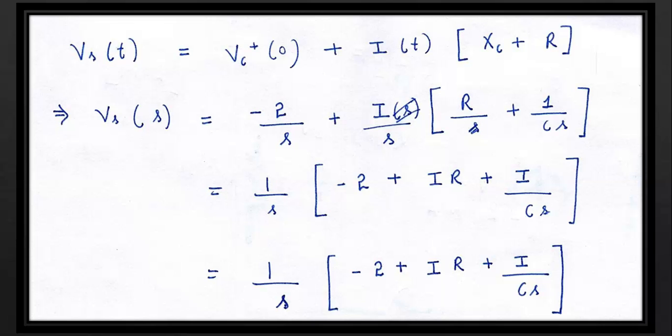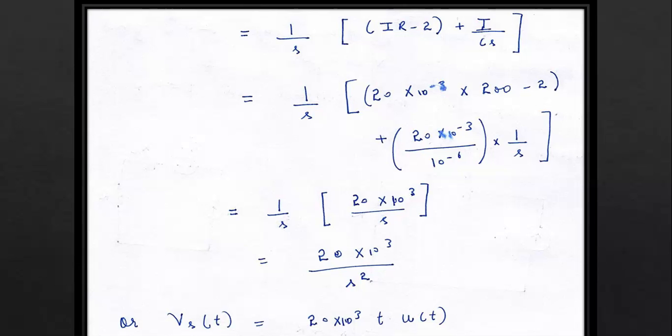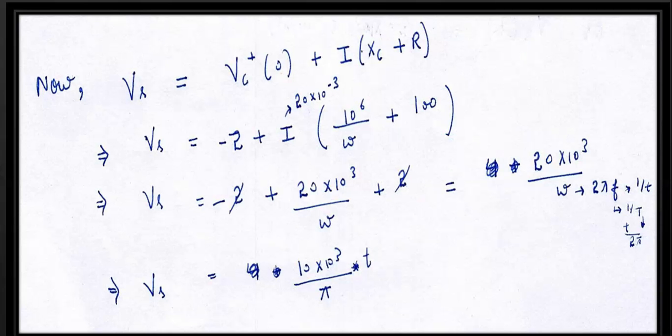And on solving this, we will get the voltage Vs is equal to 20 into 10 raised to power 3 divided by s square, and on taking the inverse of the Laplace transform, we will get Vs(t) is equal to 2 into 10 raised to power 3 t u(t). So this is the equation of the voltage which was required.